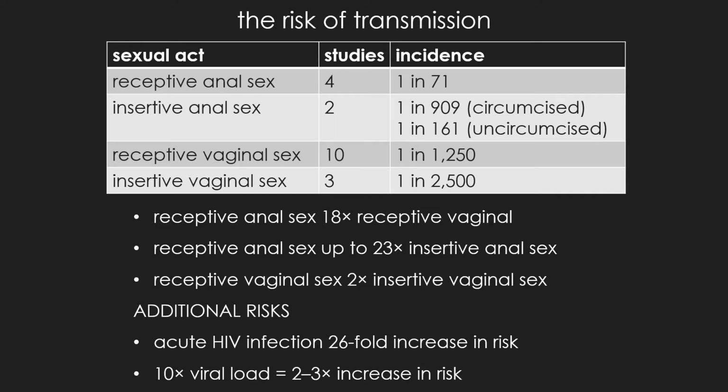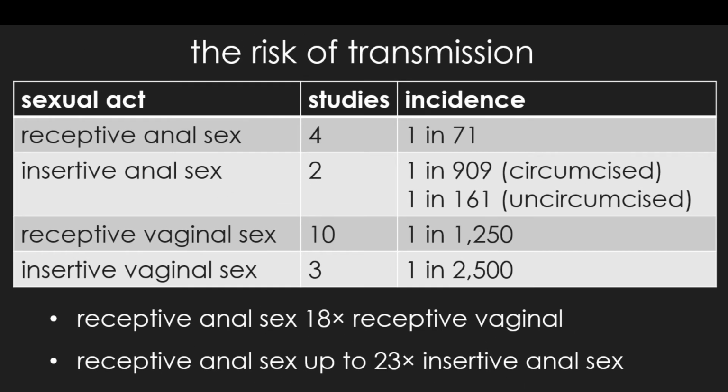Some data that support that are shown here. So receptive anal sex, there have been 4 studies done, and the incidence of contracting HIV through receptive anal sex with an HIV positive insertive partner is 1 in 71. Insertive anal sex, so the person who is releasing the semen, it's 1 in 909 in circumcised individuals and 1 in 161 in uncircumcised individuals. There have been 10 studies looking at what happens with receptive vaginal sex, and the risk is about 1 in 1,200. Insertive vaginal sex, the risk is about 1 in 2,500.